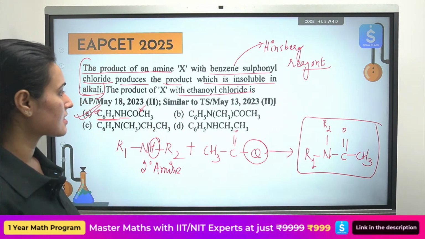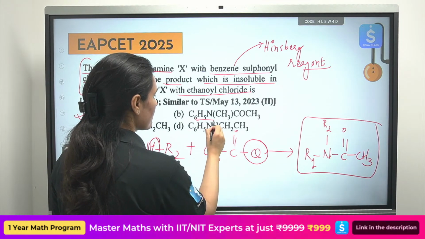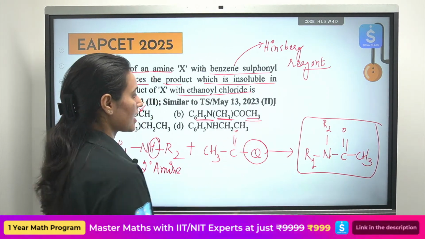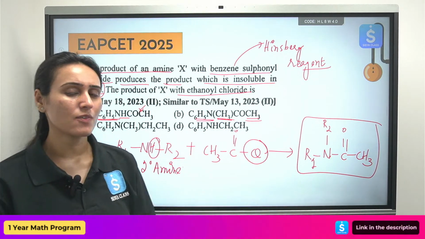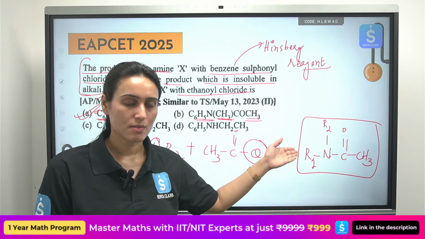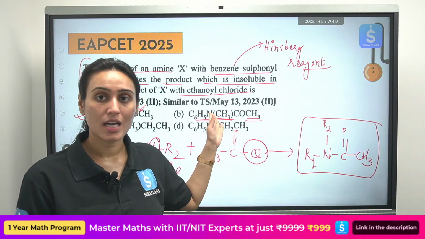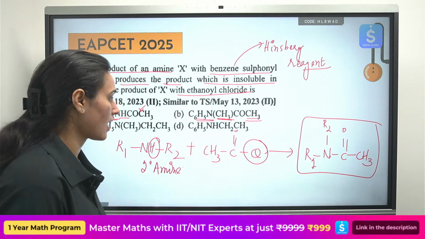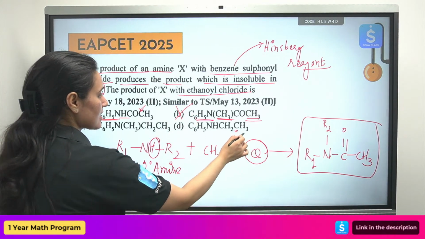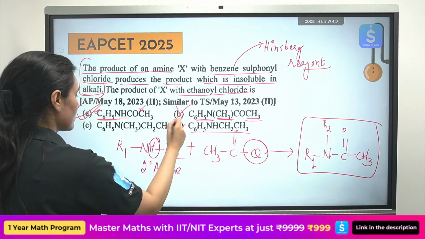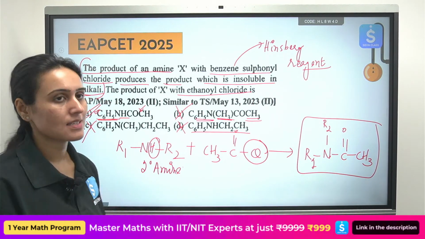In this case, C, you have two alkyl groups. But if we start with a secondary amine, this we can form with a tertiary amine. That is not the correct answer. In this case, you don't have any carbonyl group. In this case also. The correct answer is option A.